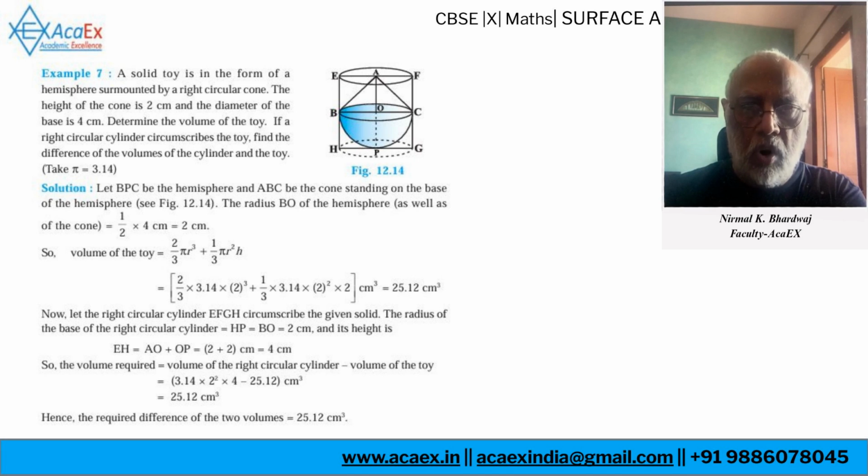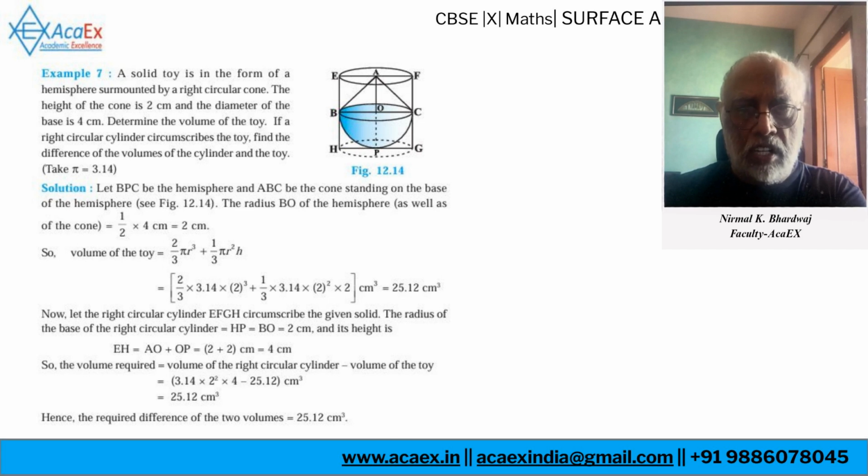The volume of the toy is the volume of the hemisphere plus the volume of the cone. The calculation is 2 divided by 3 times 3.14 times 2 cubed plus 1 divided by 3 times 3.14 times 2 squared times 2. The volume of the toy is 25.12 cubic centimeters. Now, for the circumscribing cylinder, its radius is 2 centimeters, and its height is the sum of the cone's height and the hemisphere's radius, 2 plus 2, which is 4 centimeters.